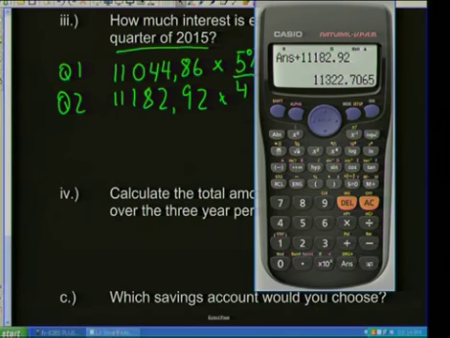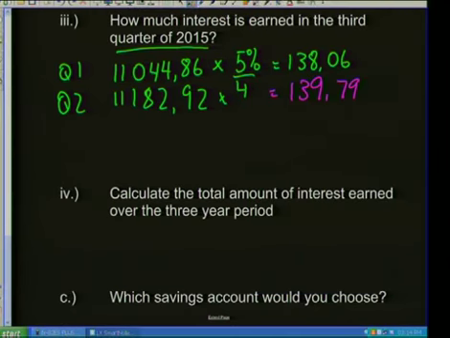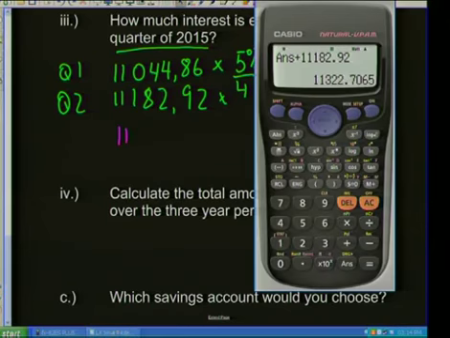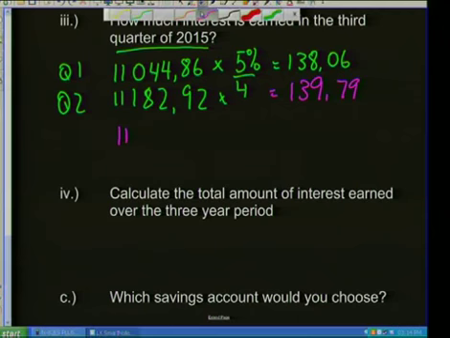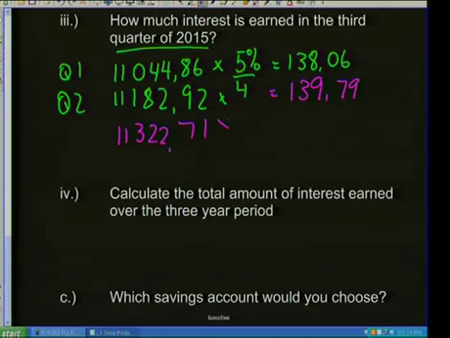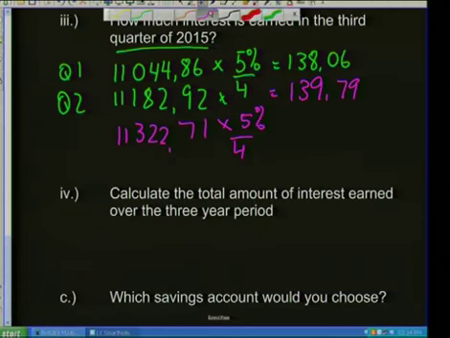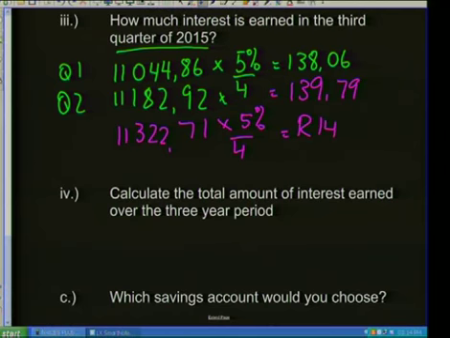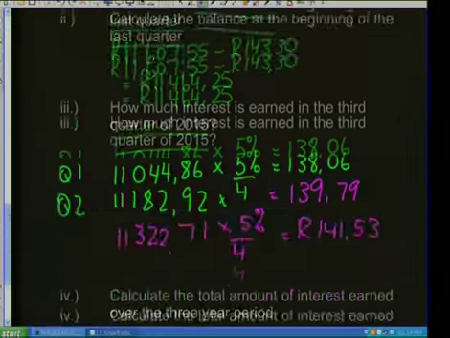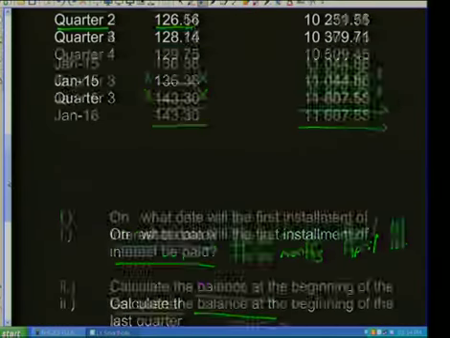That's 11,322.71. And finally, this is what we're actually looking for. So times that by my 5% over 4, and I get 141 Rand 53. So at this point, we're going to have 141 Rand 53.